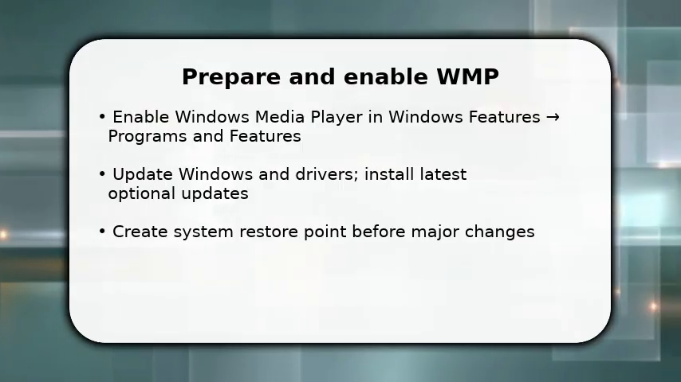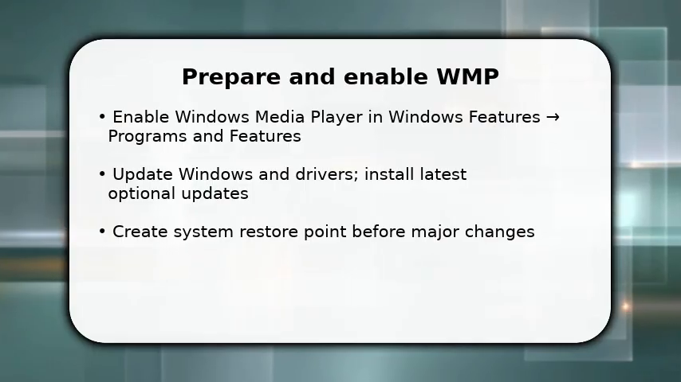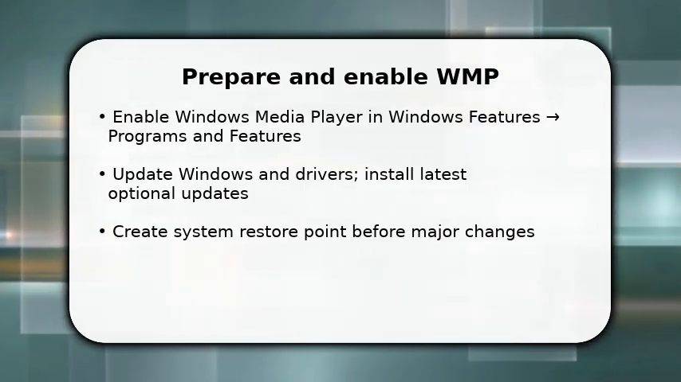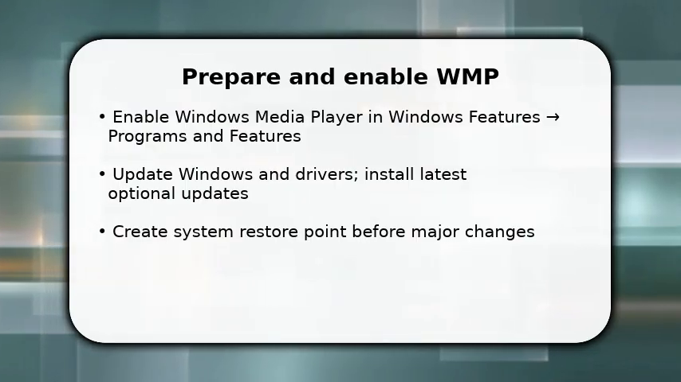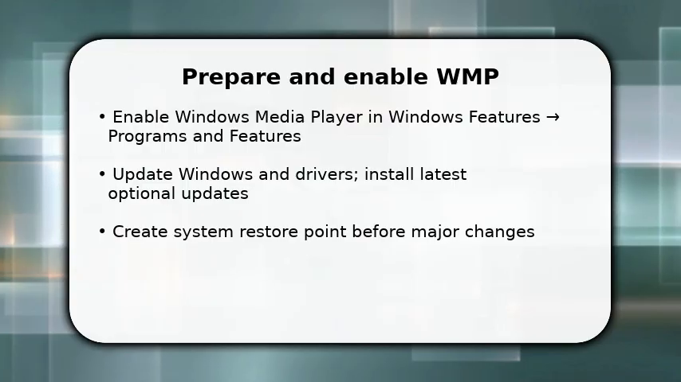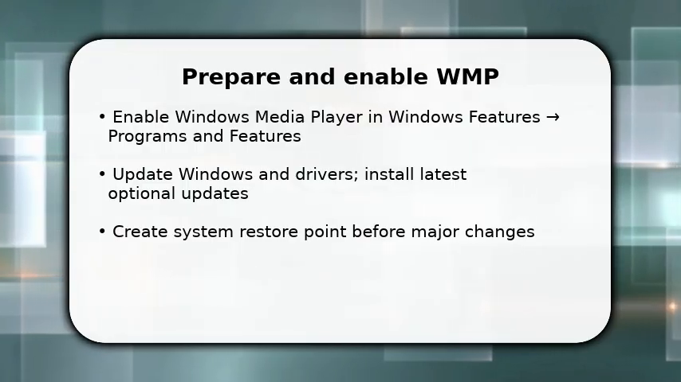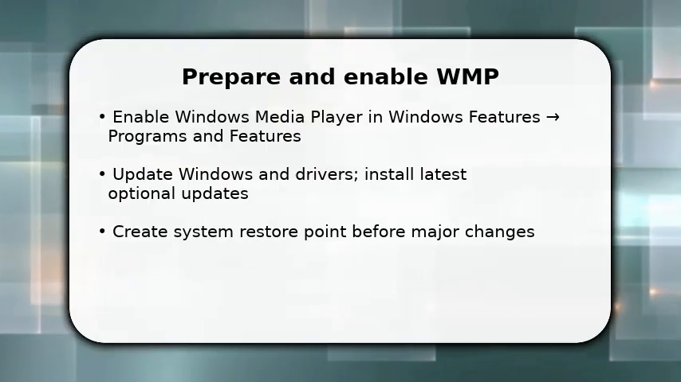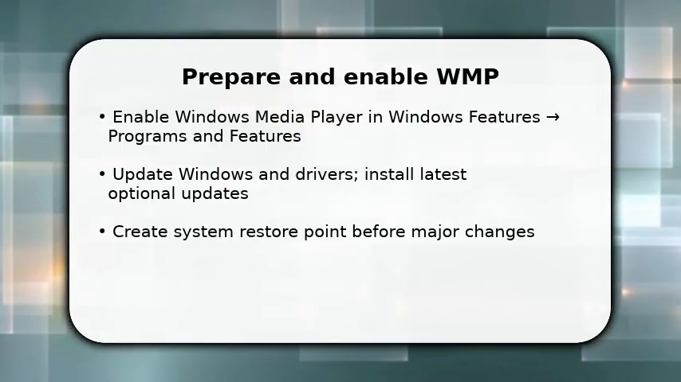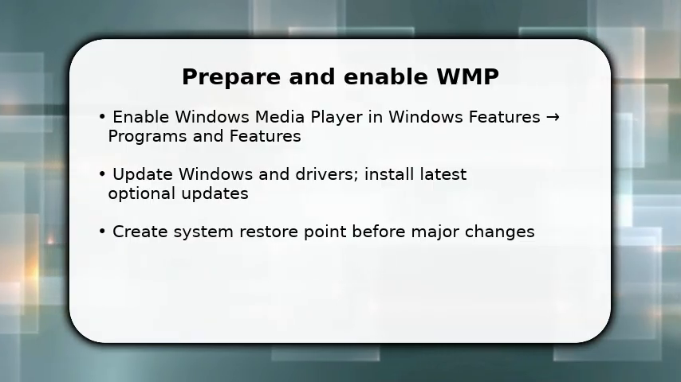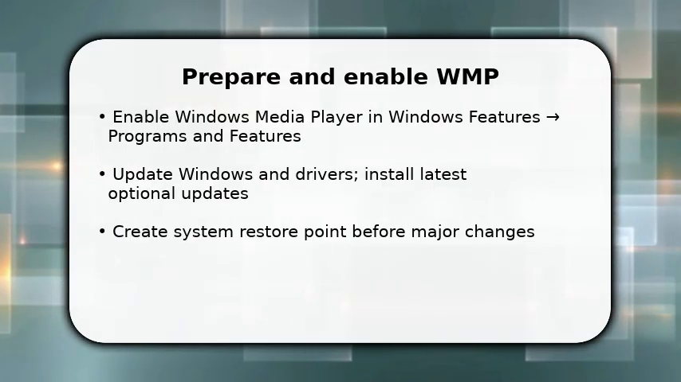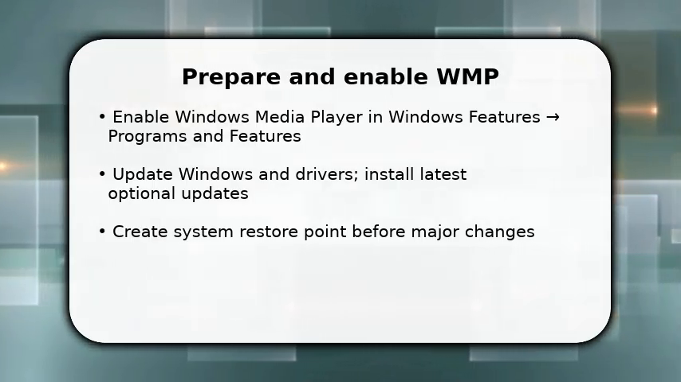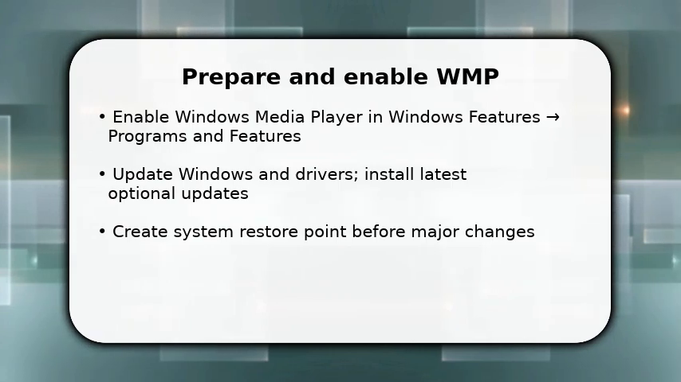You start by making sure the player is actually enabled and the system is up to date. Open Programs and Features, turn Windows Media Player on in Windows Features. This restores core components. Once done, check Windows Update and install optional driver updates because codecs and audio drivers often cause errors. Make a system restore point now so you can revert if something breaks. This prevents surprises and gives you a safe baseline before you begin deeper fixes.